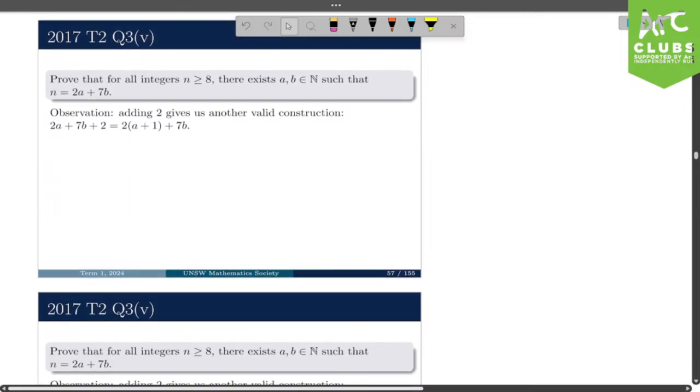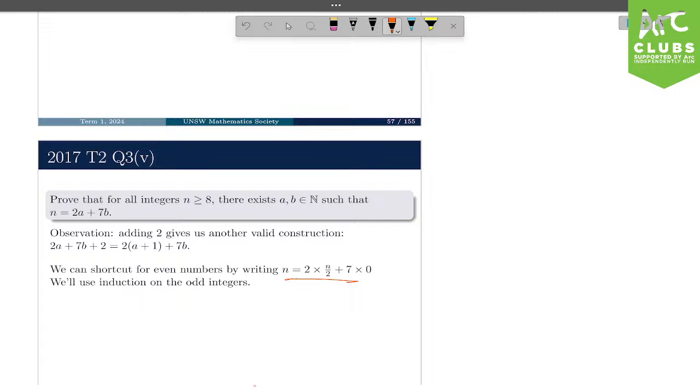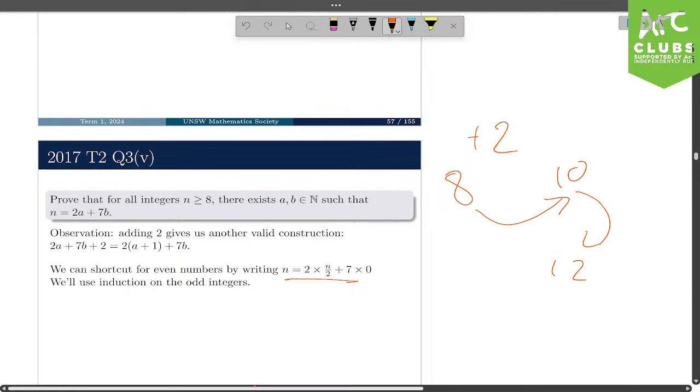I'm going to cheat a little bit. I'm going to immediately just say we can write n like this for even integers. While doing this, you might notice that this sort of induction where you have to add 2 works as a parity argument. So if I start with, say, 8, and then add 2 to construct 10, and then add 2 to construct 12, I skip some. Specifically, I skip the odd integers. I skip 9, I skip 11, I skip 13. So if we did this all by induction, we'd need 2 separate inductions.